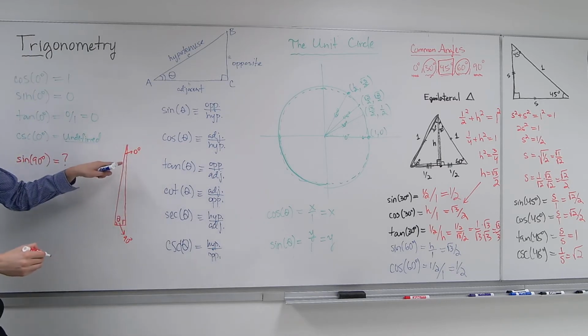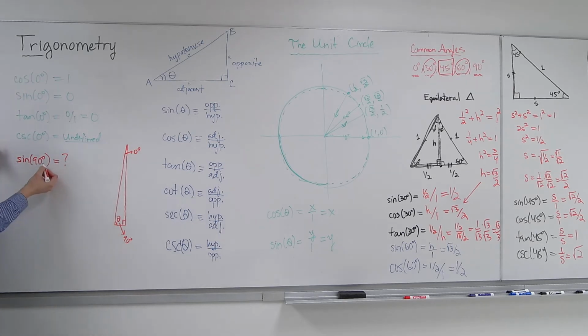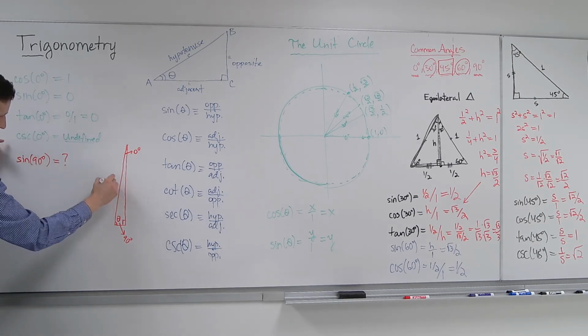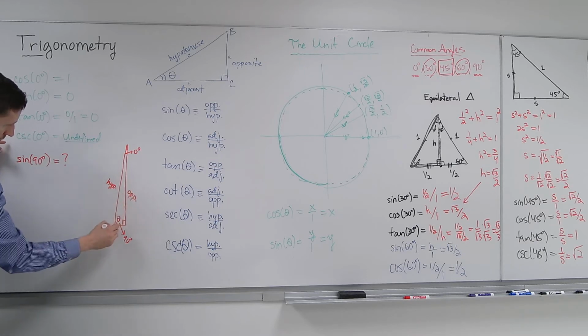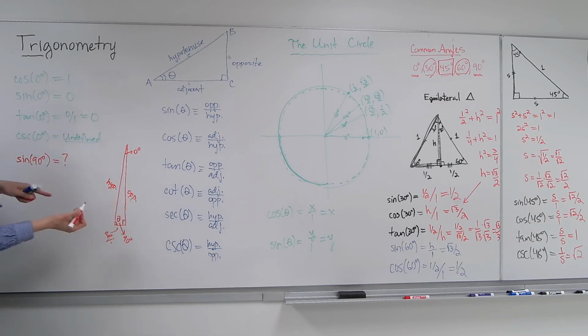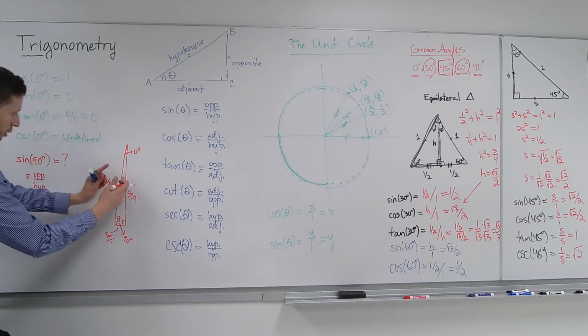So this is going to 0 degrees. Now, what is sine of 90? Well, this is hypotenuse. This is opposite, right? This is adjacent. Now, what is opposite over hypotenuse? Opposite over hypotenuse. Now you see how if it's exactly 90 degrees, this is just going to overlap.